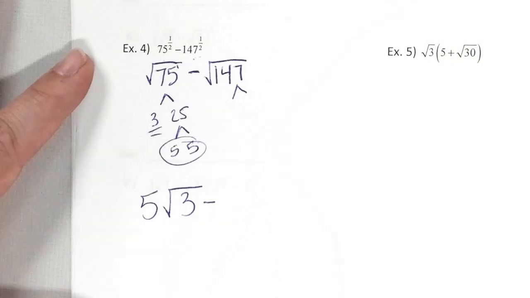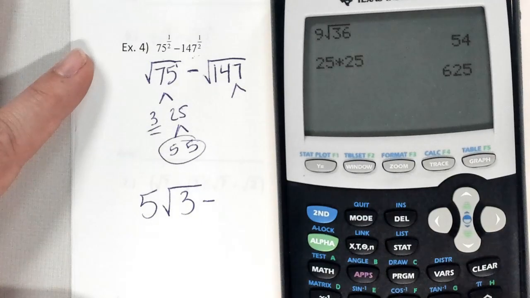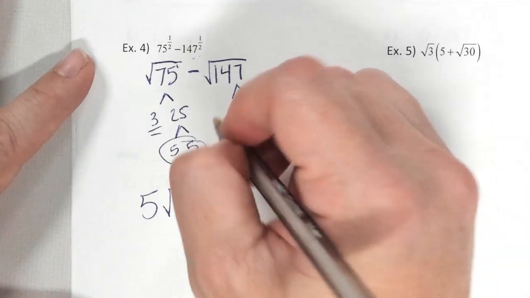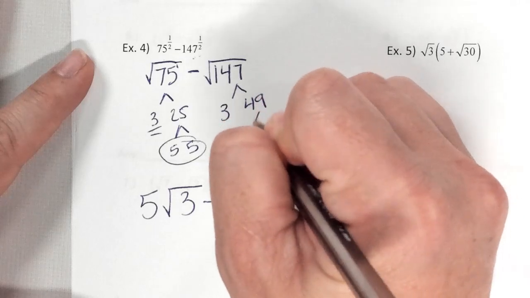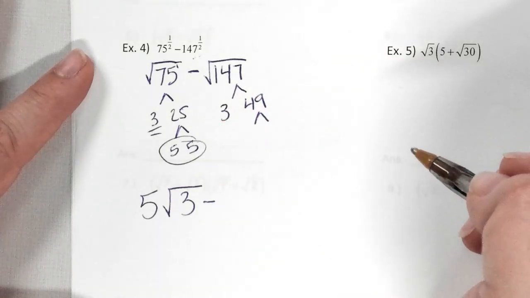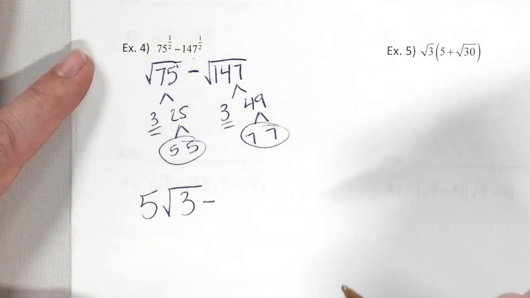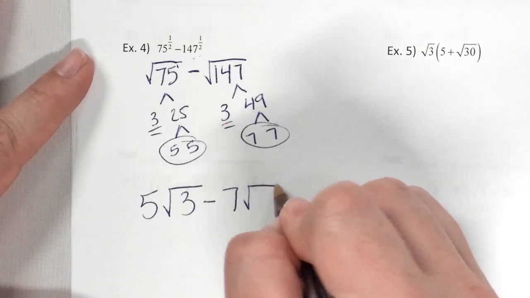And what goes into 147? This isn't one that I just know off the top of my head. I know 2 doesn't go into it. We can try 3. So 3 and 49. And 49 is a perfect square of what? 7 and 7. Well, what do I take out? And what goes back in my root? 3.